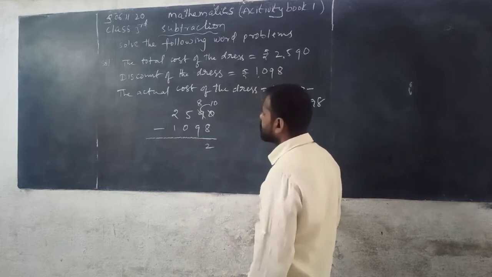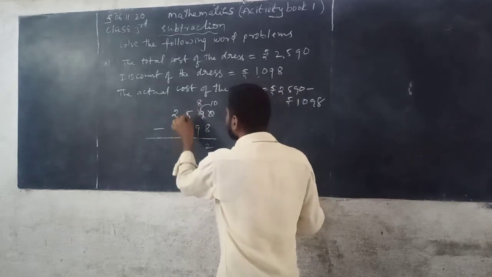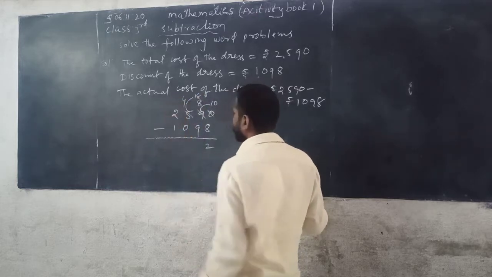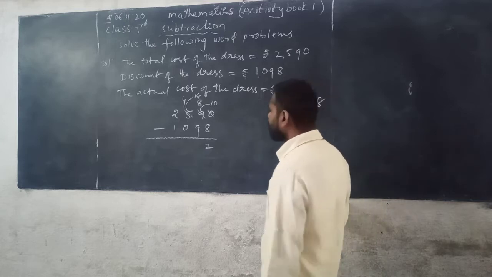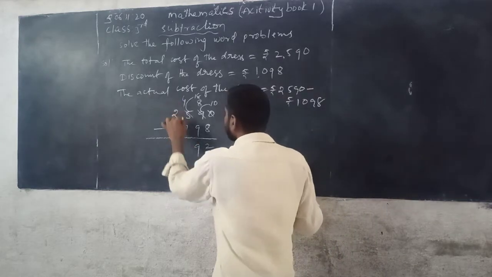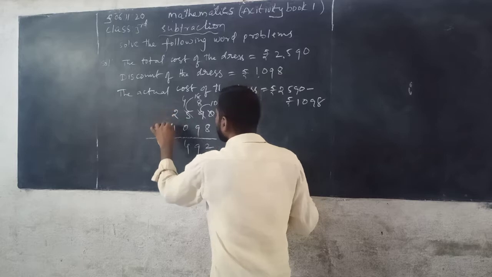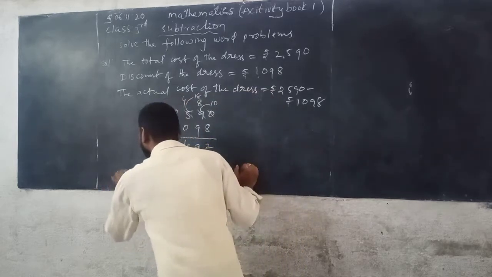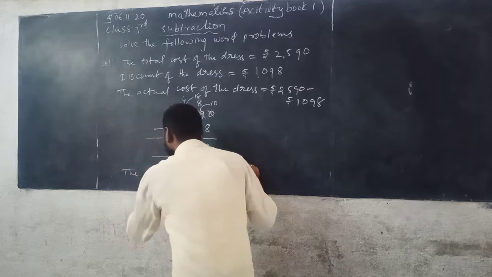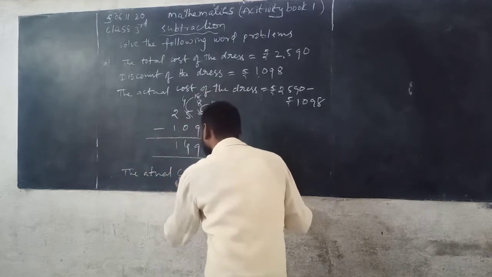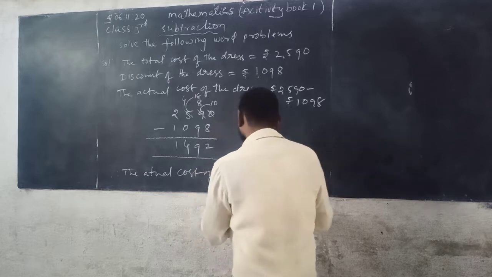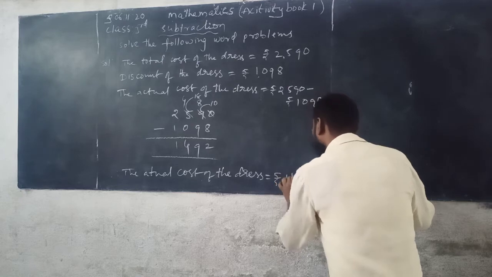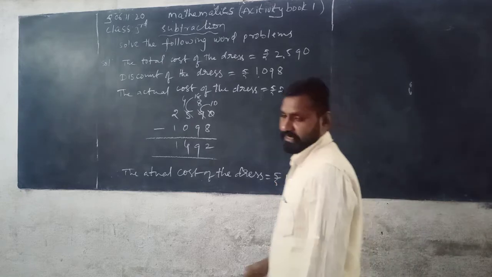Now next subtract the digits in the tens place. 8 minus 9 is not possible. Take borrowing. 10 plus 8 is 18. So 5 loses one, 5 becomes 4. 18 minus 9 you get 9. 4 minus 0 is 4. 1 minus 1 is 0. So therefore the actual cost of the dress is equal to 1492 rupees.